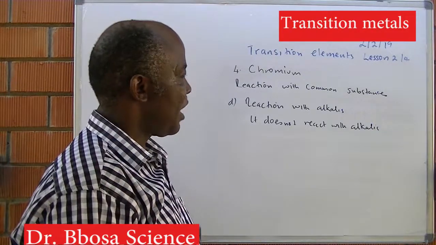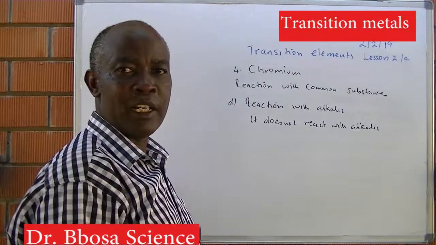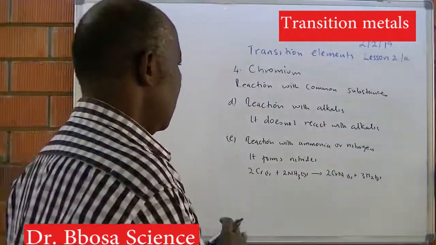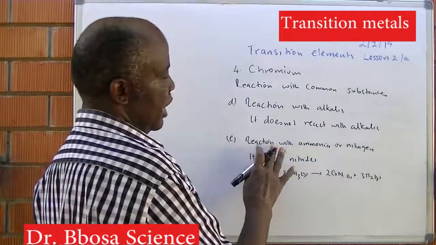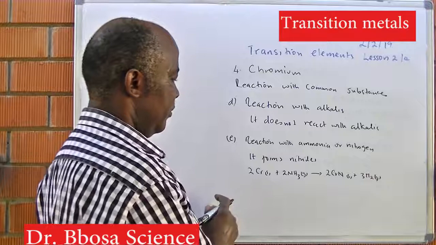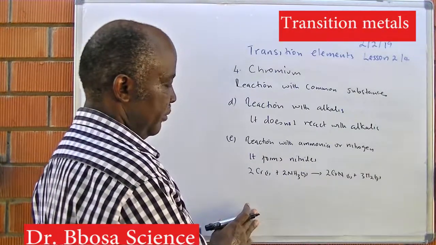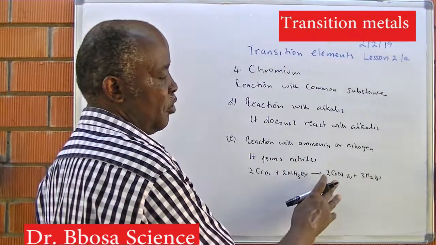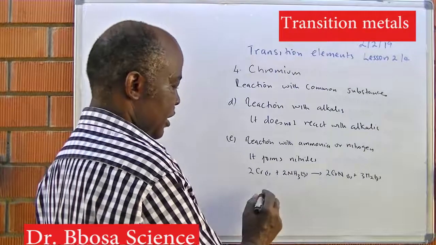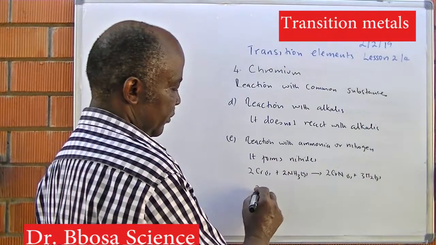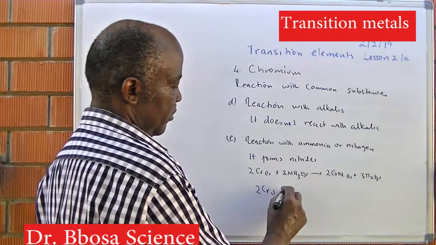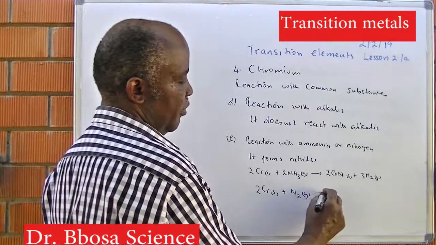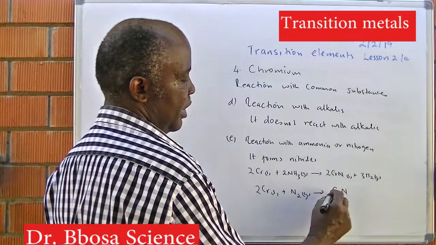Reaction with alkalis. Chromium does not react with alkalis at ordinary temperature. E. Reaction with ammonia or nitrogen. It forms a nitride. Chromium plus ammonia will give you chromium nitride plus hydrogen. Then chromium plus nitrogen gas will give you chromium nitride.